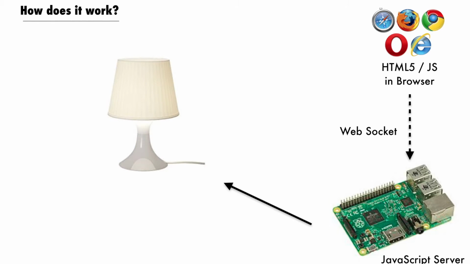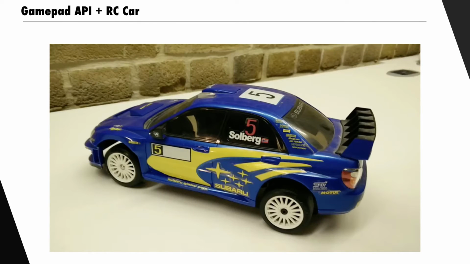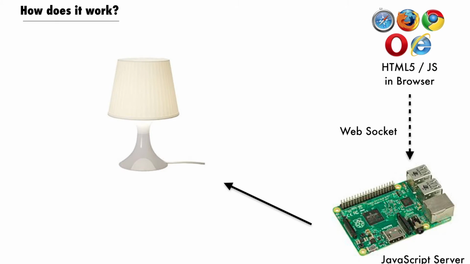So let's see how it works. As you can see, we have a Raspberry Pi as the brain of the project. It works as a microcontroller that manages the switch of the electricity to change the light, as well as a web server hosting the website and reading the control messages from the browser from any device connected to it. So it does two things at the same time.